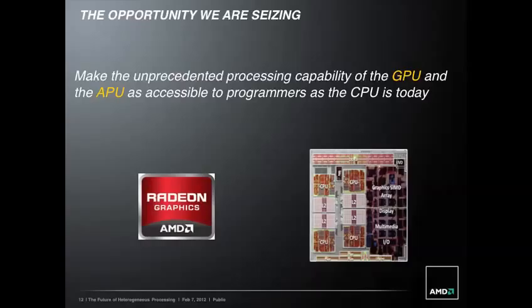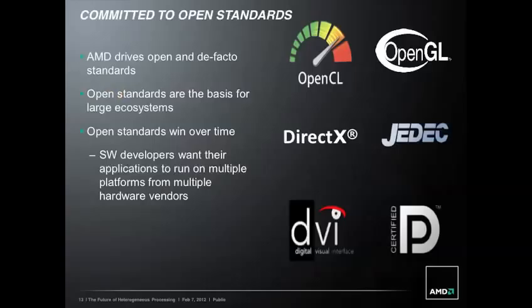Okay? So first, we are trying to use open standards. Why is that? Because we believe in two things. First, that open standards usually win over time over proprietary standards, because people like to write software that will run on a few platforms and not only one. And second, open standards usually yield larger ecosystems.